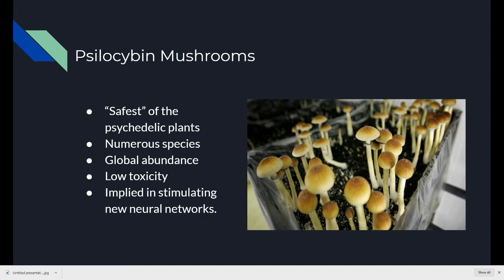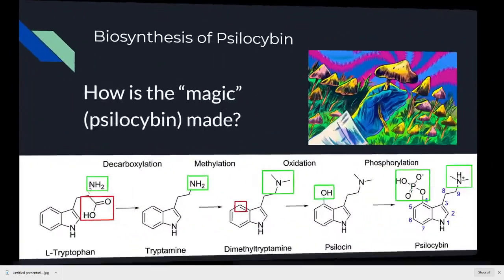And new research shows that psilocybin itself could induce new neural networks, which becomes really useful in medicine and psychology for things like depression or spinal cord injury. I mean, the applications are endless, so it's very exciting, the field of psilocybin research right now.